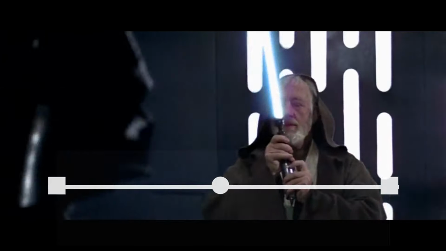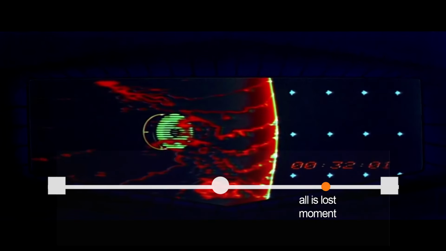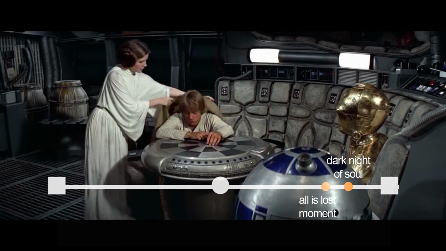So Star Wars. The all is lost moment is when Obi-Wan dies and they discover the location of the rebel base. And the Dark Night of the Soul moment is when Luke is on the ship reacting to the death of Obi-Wan.